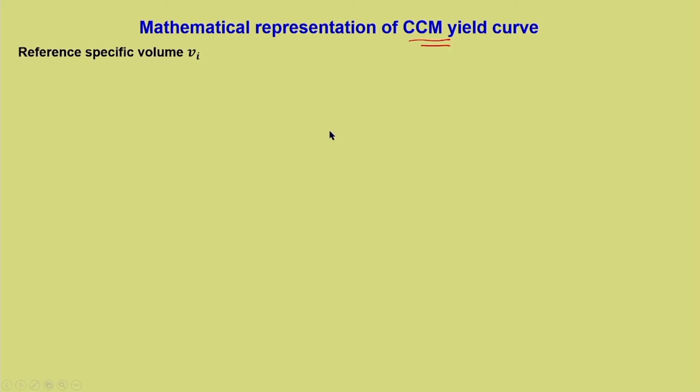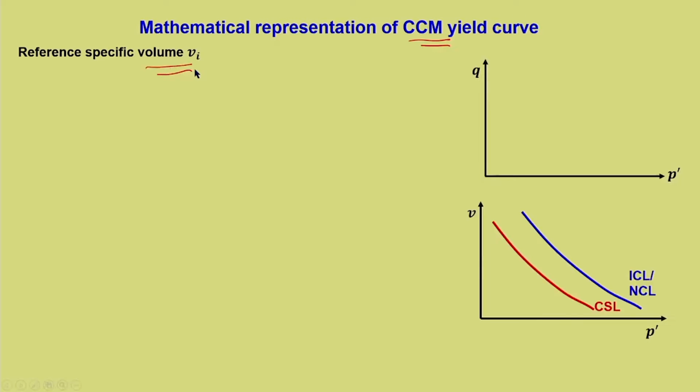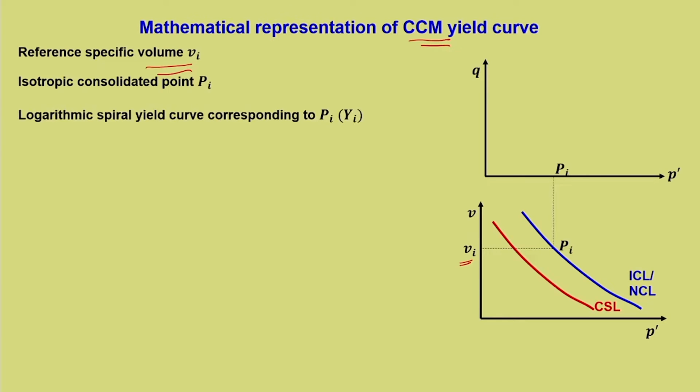Let us consider a specific volume of Vi. So, this is the Q-P dash plot and this is the V-P dash plot. Now, let us consider the reference Vi. So, this is the Vi corresponding to which there is an initial consolidation point Pi on the NCL. Now, this can be either an isotropically or one dimensionally consolidated point Pi, for which the specific volume is Vi. Now, let us try to understand it in the Q-P dash plot.